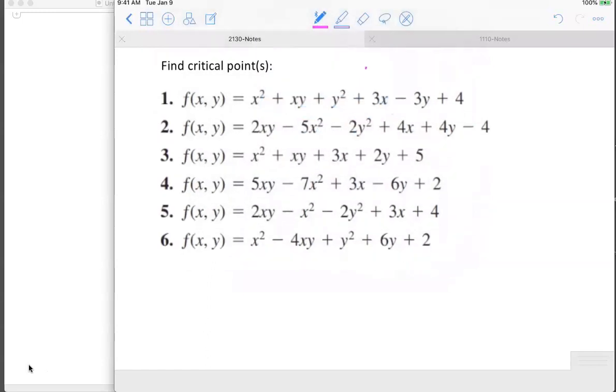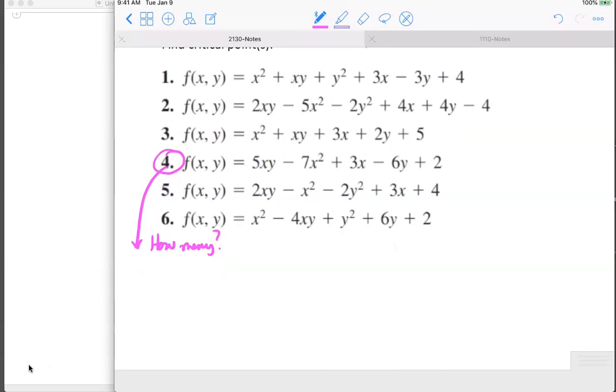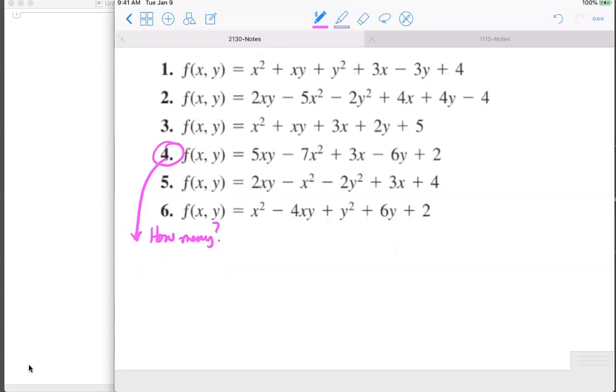Let's look at an even problem. Any function, we should be able to try to find its critical values. And how many of them there are, I'm not exactly sure in this problem. So let's see if we can take a look and find the gradient.